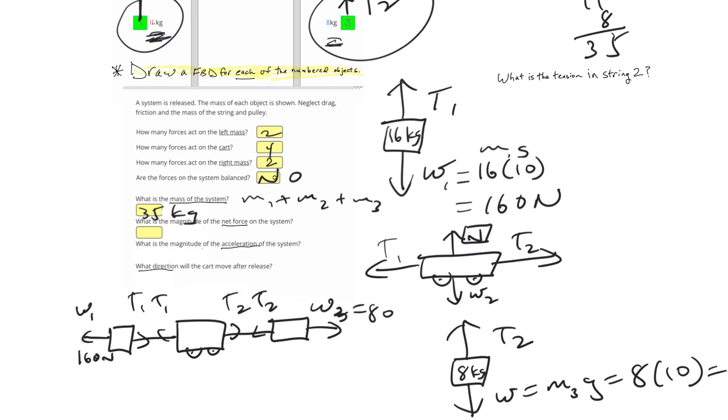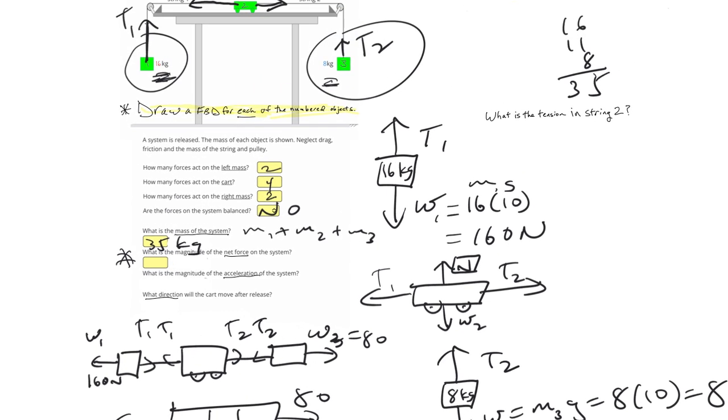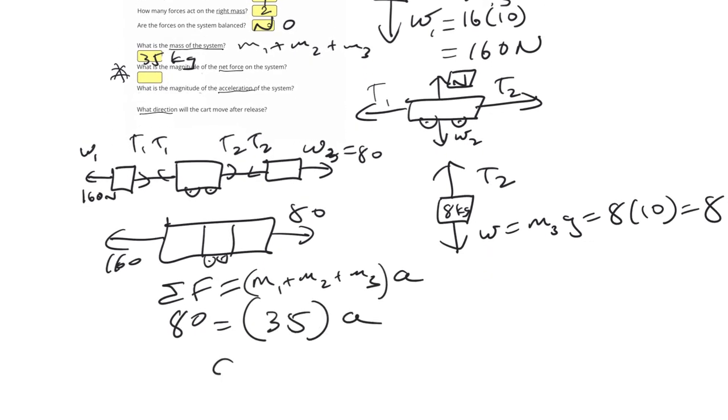Okay, so what is the size of the net force on the system? Well, the T1 cancels out the other T1, the T2s cancel out. That just leaves one big thing. 80 that way, 160 that way. Okay, so net force on the system is equal to the total mass, m1 plus m2 plus m3, times the acceleration. Net force is 160 minus 80, which is 80 to the left. And so that'd be 35. So the acceleration is 80 divided by 35. I get 2.3 meters per second squared.